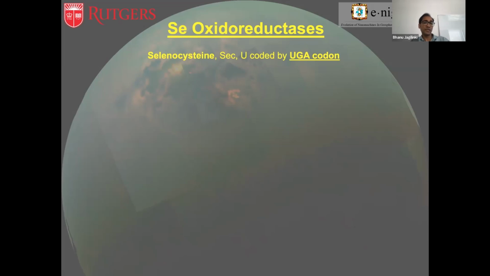Selenium in living organisms is mostly bioavailable in the form of selenocysteine, which is the 21st amino acid. The three-letter representation for selenocysteine is SEC, and the single-letter representation is U. It is coded by a UGA codon, which otherwise is a stop codon. In organisms which have selenocysteine, for this UGA codon there is a special tRNA that would bring in the selenocysteine at the site of translation.